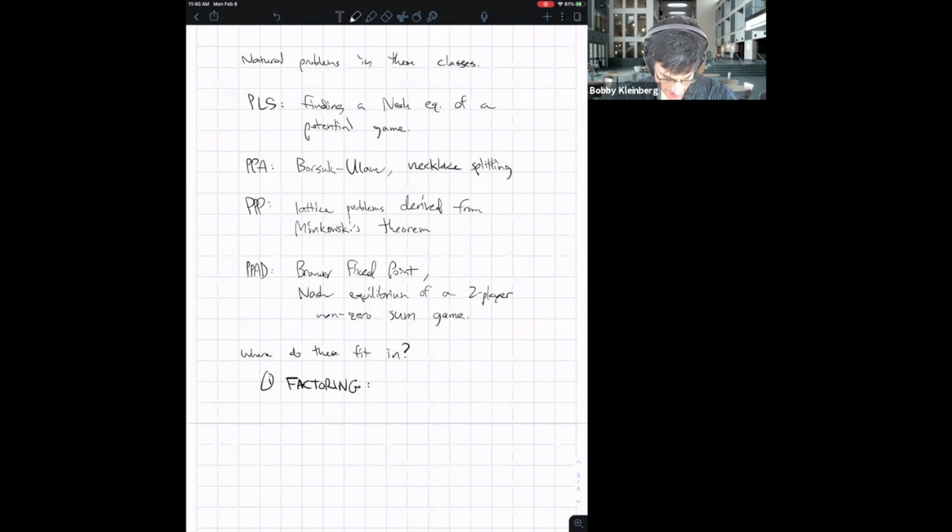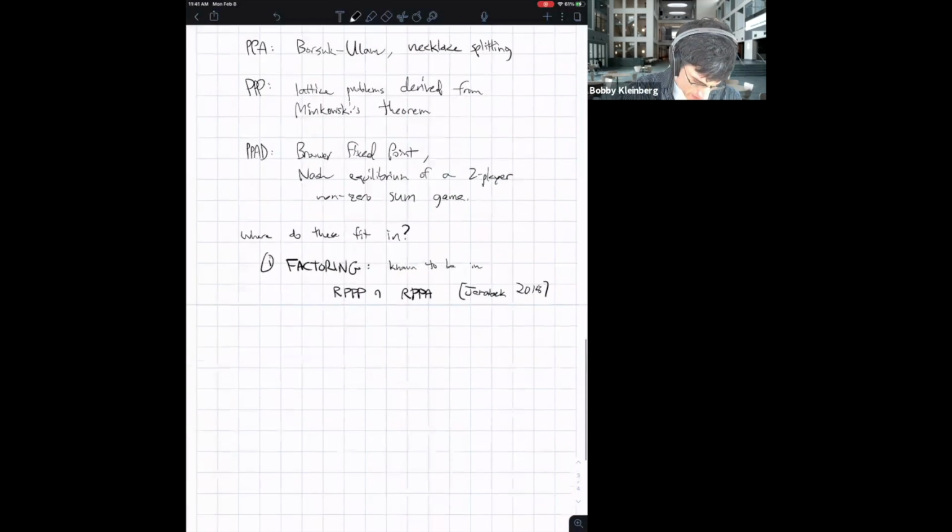So what's known as of now is that this is in randomized PPP intersect randomized PPA. In other words, if you have an oracle for solving the pigeonhole principle problem, or you have an oracle for solving the PPA problem, given an odd degree vertex in a finite graph, find another odd degree vertex, then there are randomized reductions from factoring to either of those problems. That's a result of Jeřábek, 2015.